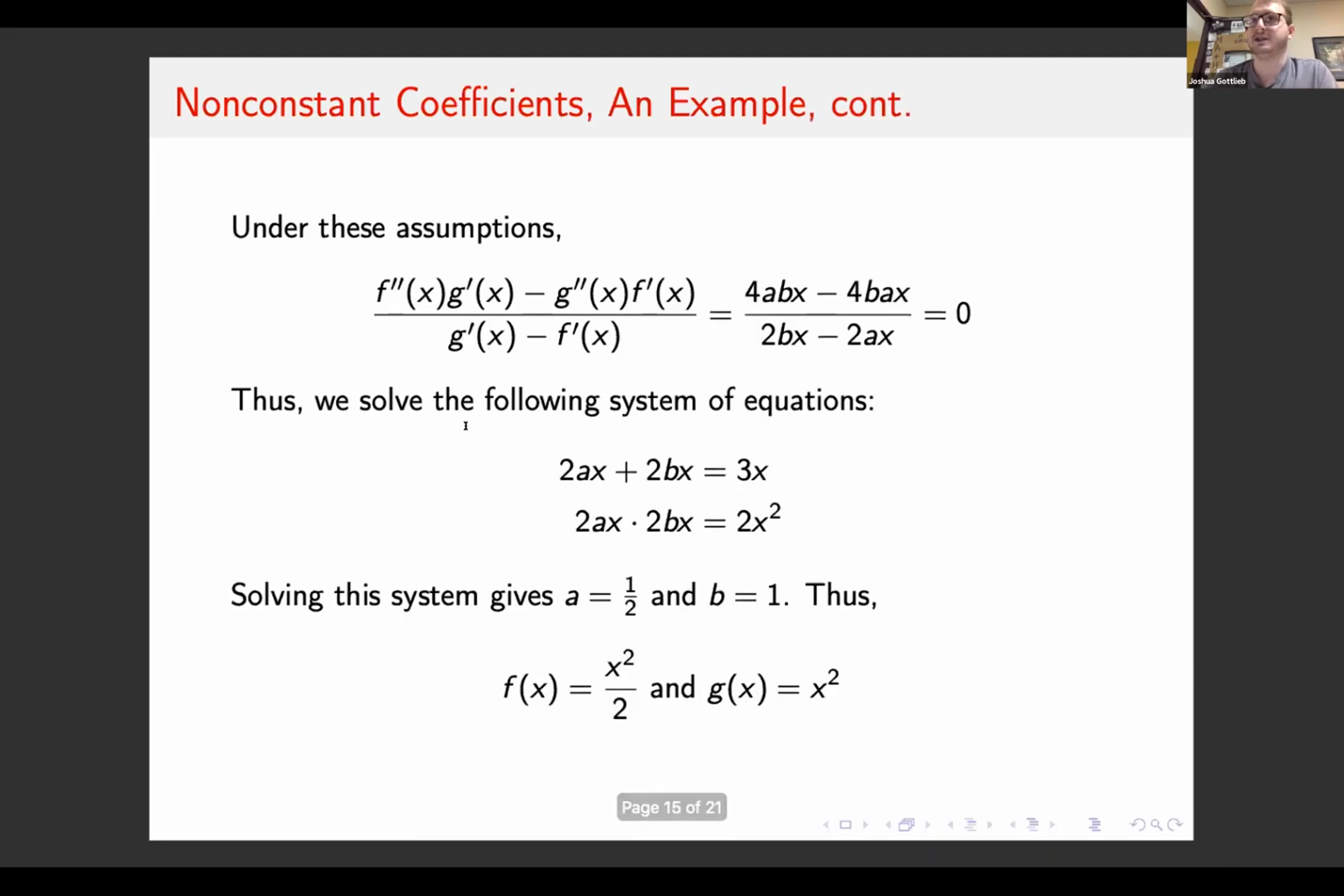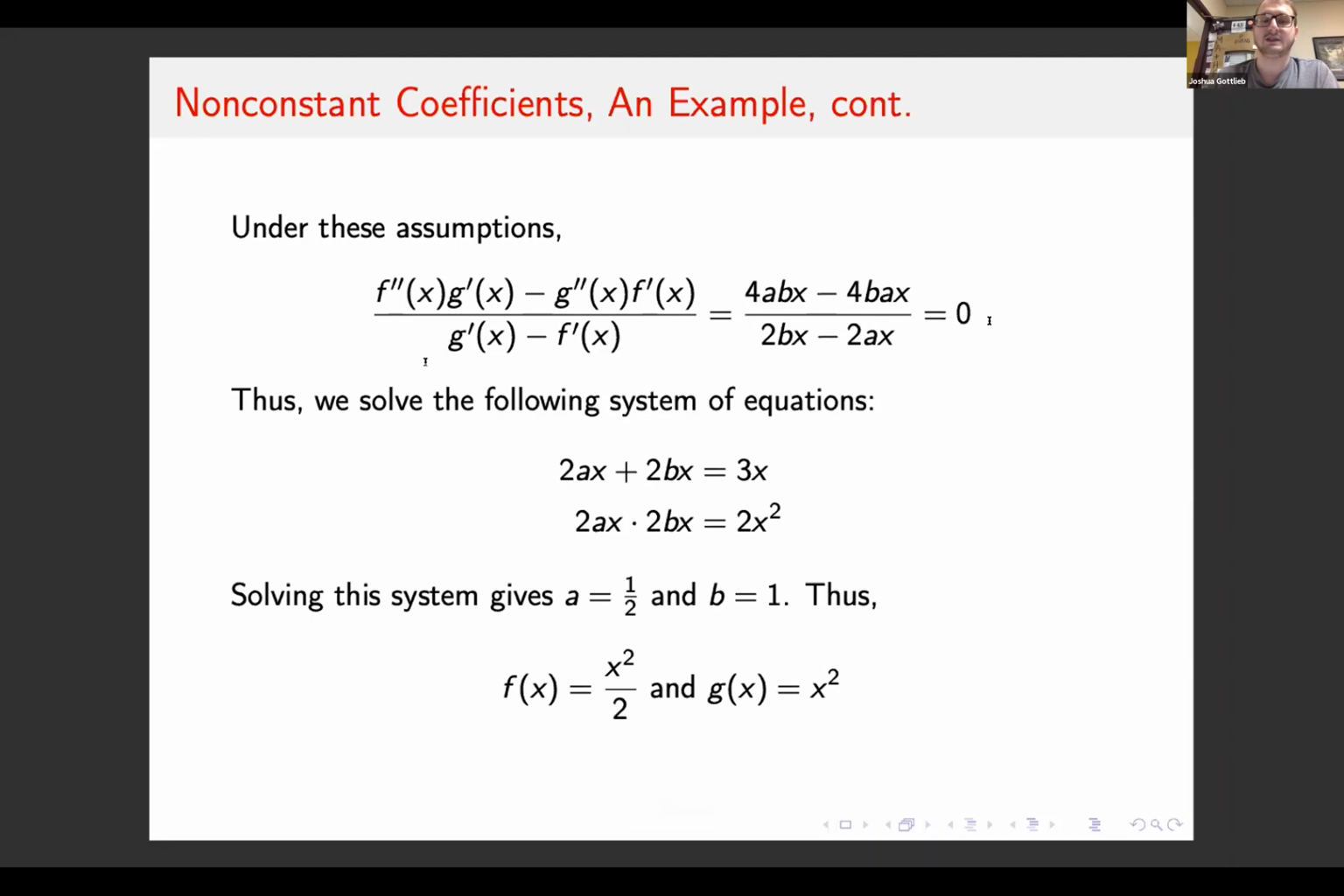So under this assumption, the fractional portion of k of x, that big ugly one with the f double prime of x g prime minus g double prime over f prime, simplifies to 4abx minus 4bax over 2bx minus 2ax, which of course is 0. And that's why this falls out of our k of x term.